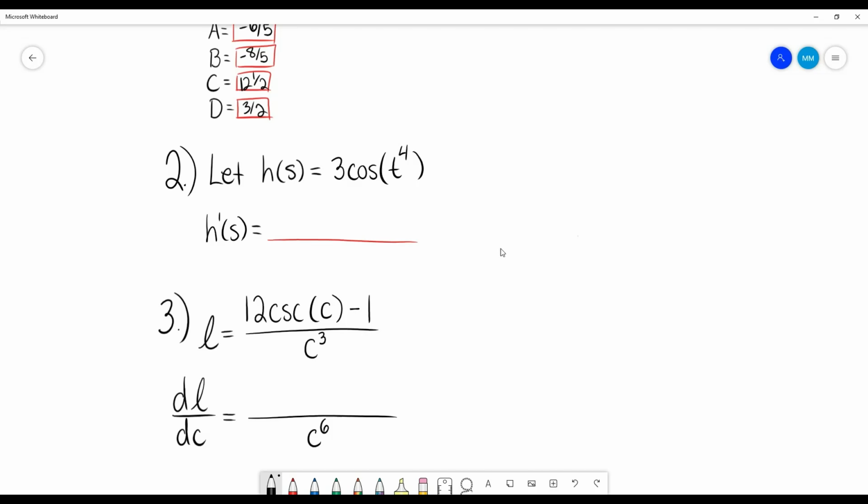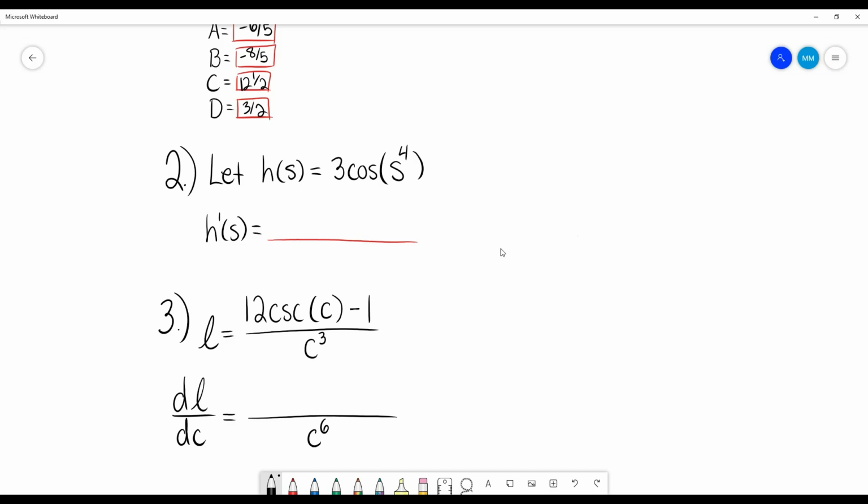For this next one, we've got h of s equals, oops, that should not be a t. That should be an s. So it's 3 times cosine of s to the 4th. So there's 3 things I notice here. First, we've got a coefficient, so we'll want to put that in front. And then we've got a trig function. And inside, we have something else that we could take a derivative of because there's that exponent. So I know for this one, I'm going to use chain rule.